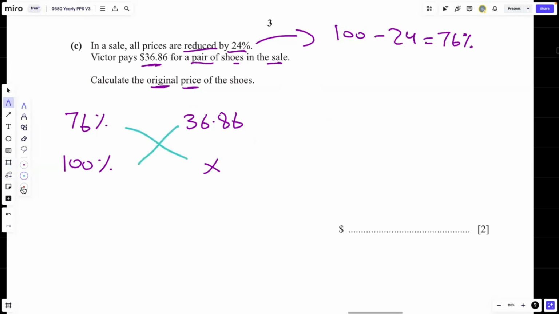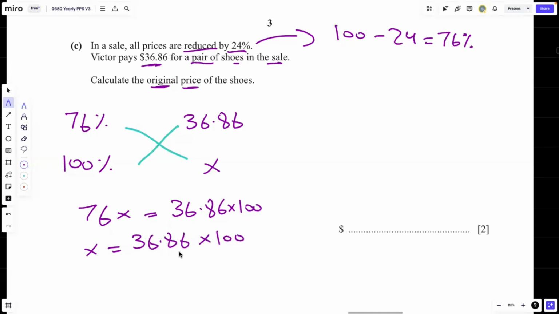We'll just cross multiply them. It's going to be 76. You can do it with or without the percentage sign, it does not matter. I'll remove the percentage here because they'll eventually cancel out. So it's just 76x equals 36.86 times 100. Then you take the 76 and divide on the other side. Divide by 76, actually.